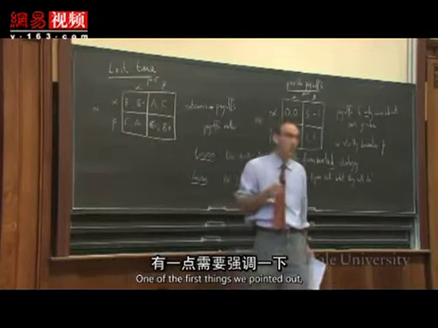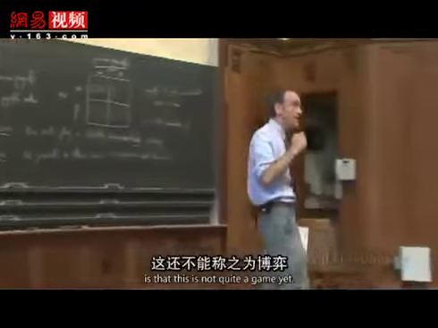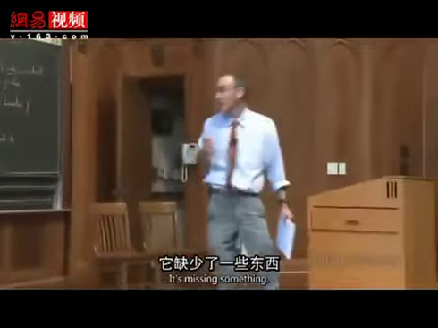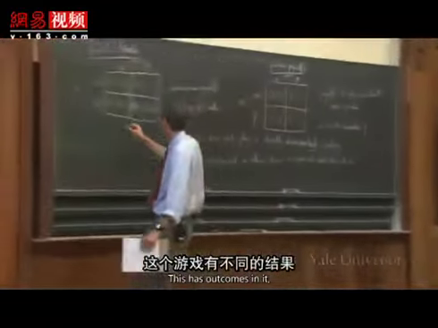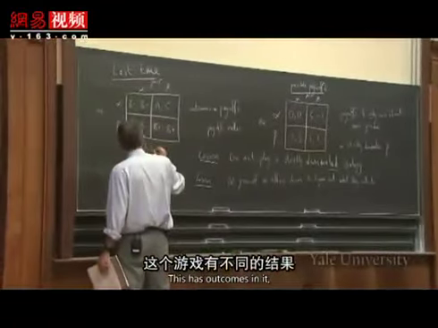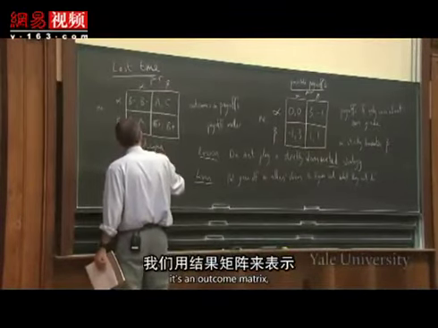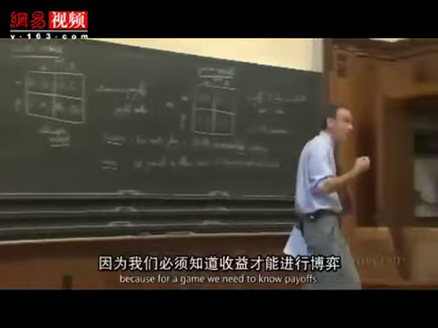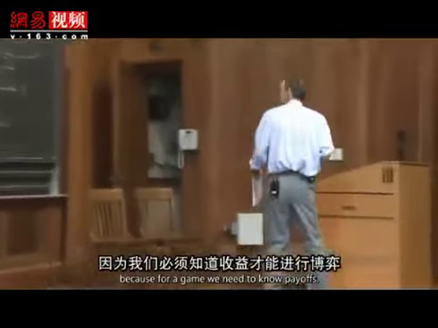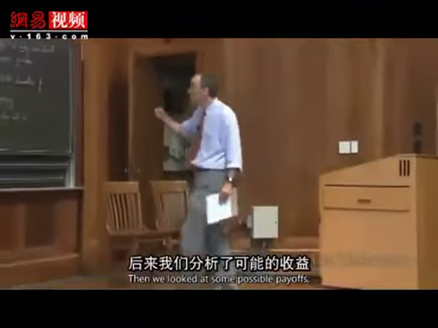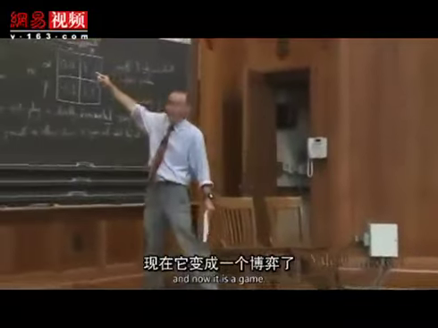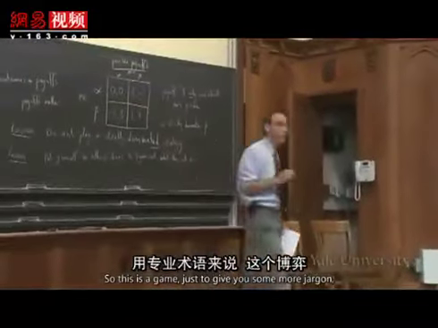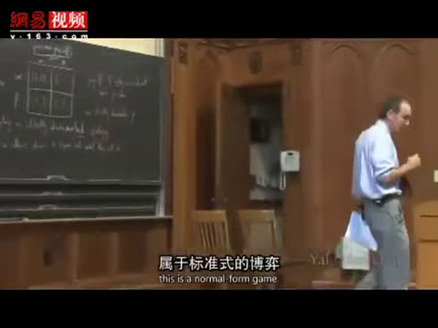And one of the first things we pointed out is that this is not quite a game yet. It's missing something. This has outcomes in it. It's an outcome matrix. But it isn't a game because for a game we need to know payoffs. Okay? And then we looked at some possible payoffs, and now it is a game. So this is a game, just to give you some more jargon, this is a normal form game.